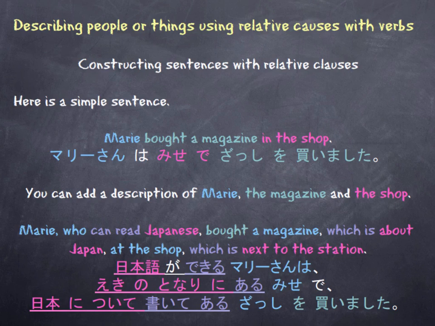So it's quite simple to add in a description of a noun simply by putting it before the thing that you're describing and ensuring that your verb is in its plain form, and then finishing with the rest of your sentence. So that's about all for this topic, but if you have any questions or comments, please let me know.